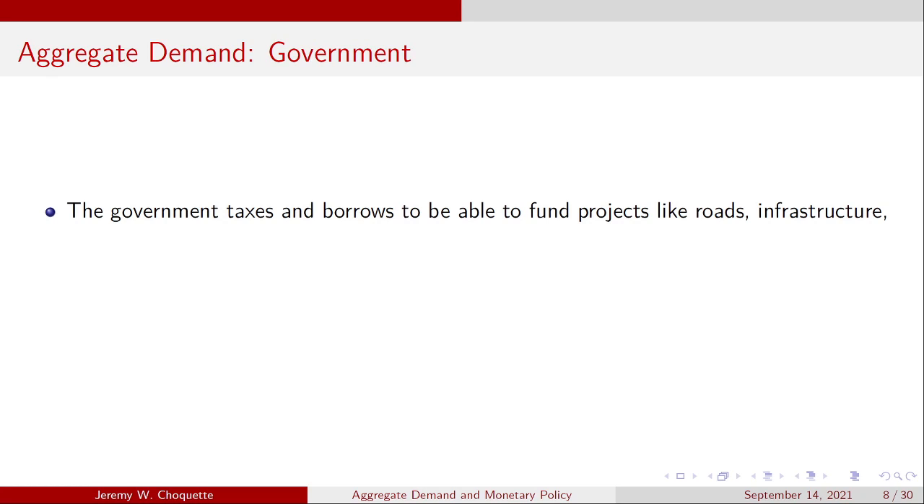So now we got the government. Good old government. They're like that kid that sits in the corner and eats glue constantly.